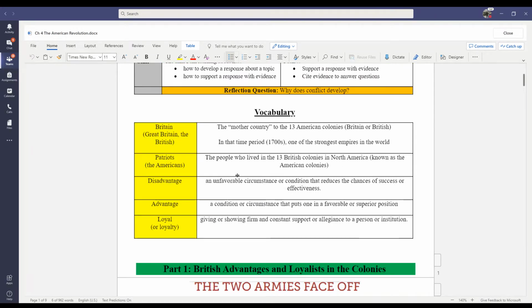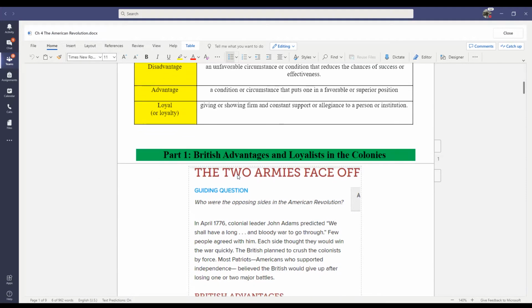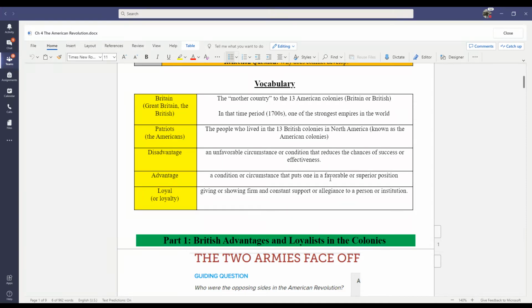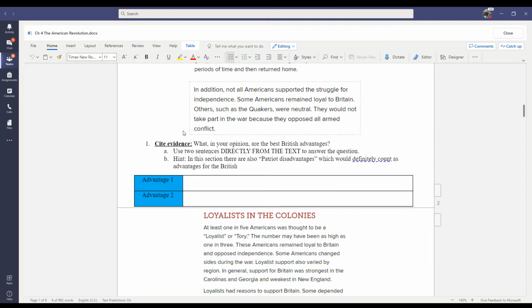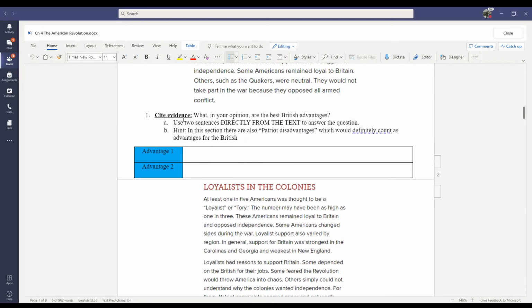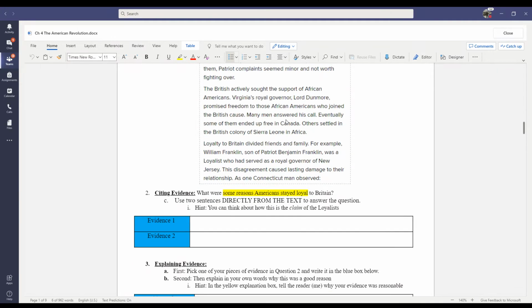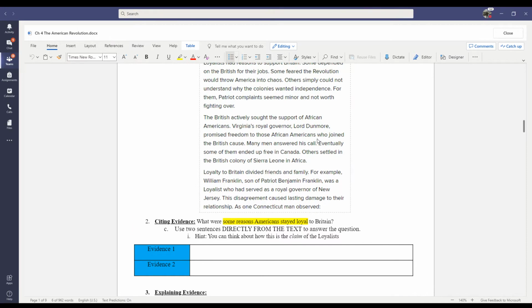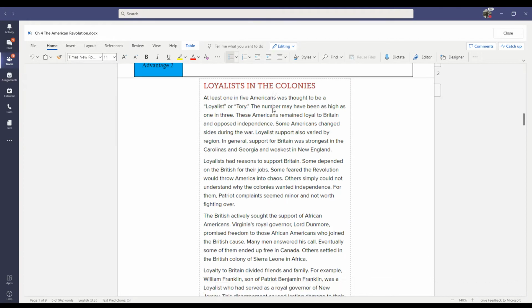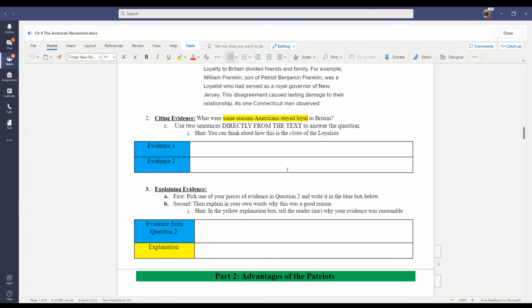Important vocabulary. Make sure you guys read over those. You can always pause the video, read the vocab real quick, and then continue. So we walked through this one in class, looking at what are the best British advantages, citing directly from the text. We looked at this one, what are reasons Americans stayed loyal? So why do some not join the revolution? Again, directly from the text.